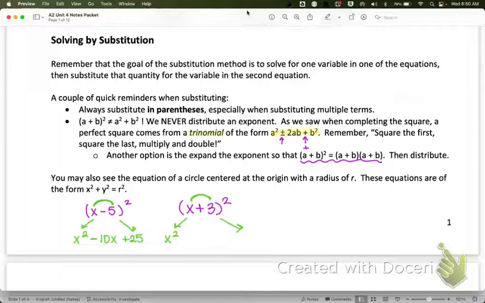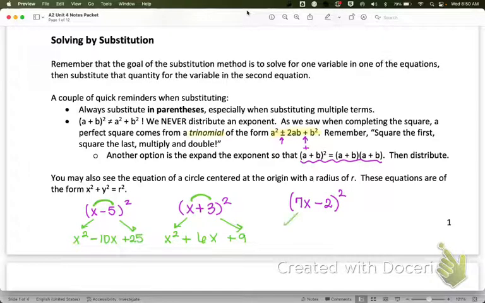x squared, square the first, square the last, plus 9, bring down the plus, and then we multiply and double. x times 3 times 2 is going to be 6x. They can get a little bit uglier if I have something like (7x minus 2) squared.